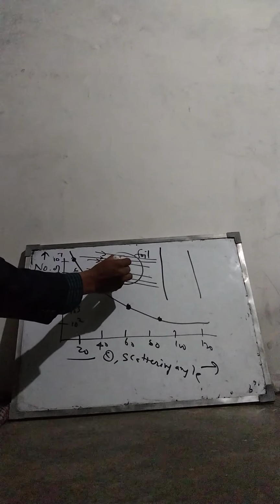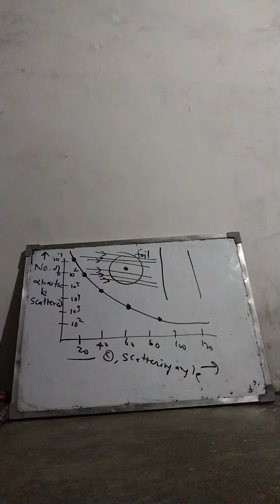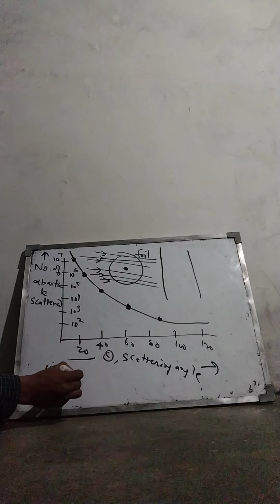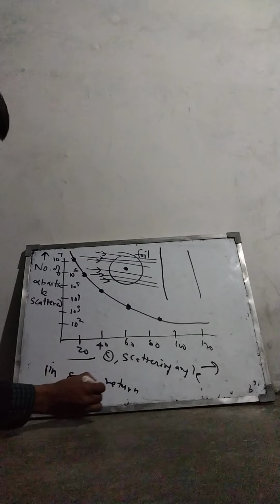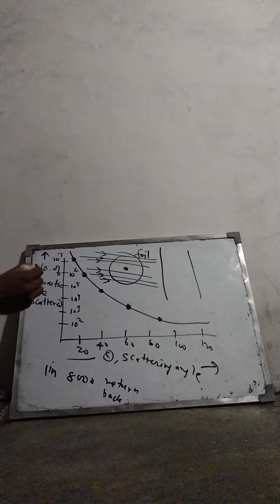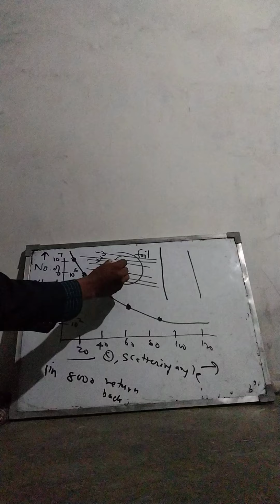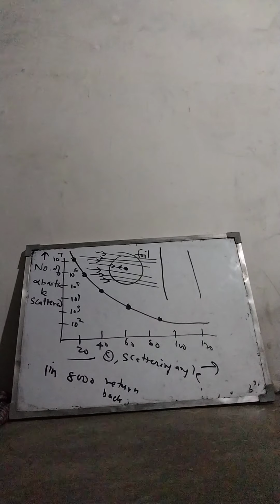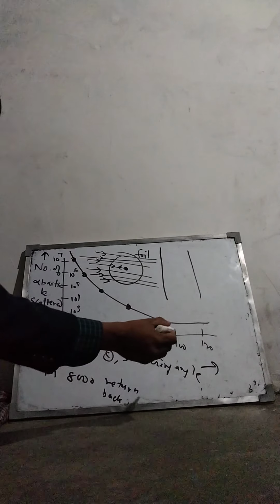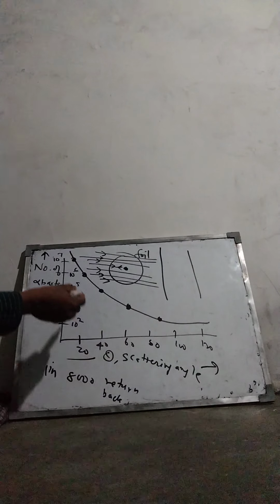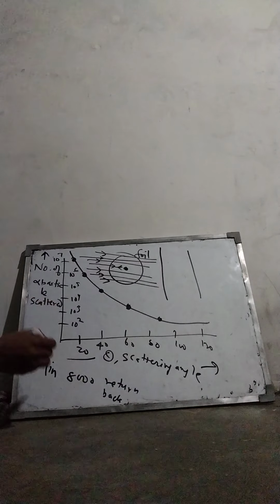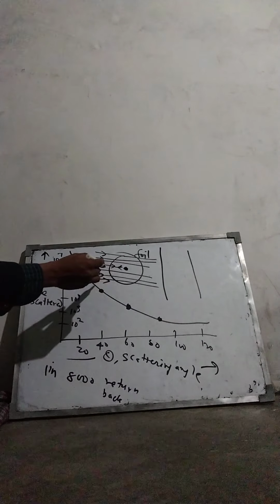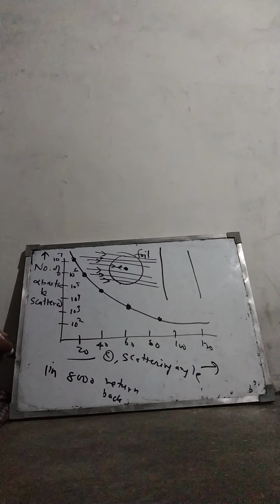Some, very few, are returning back, about 1 in 8,000 return back. So how can it return back? It will return back only if it encounters the nucleus in front of it. Then it will return back, otherwise it will pass straight through. So this graph suggests it, and this graph was plotted by Geiger and Marsden, and from this graph Rutherford concluded and gave this model.